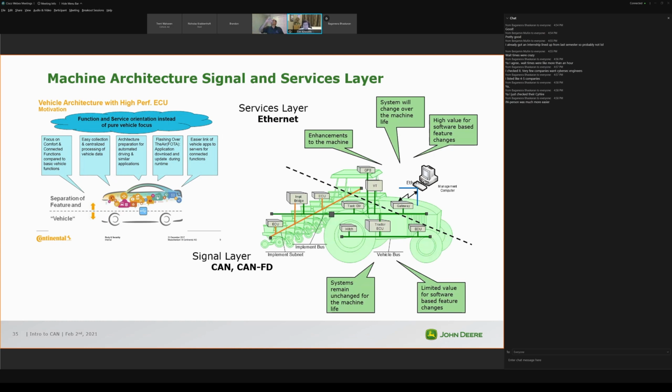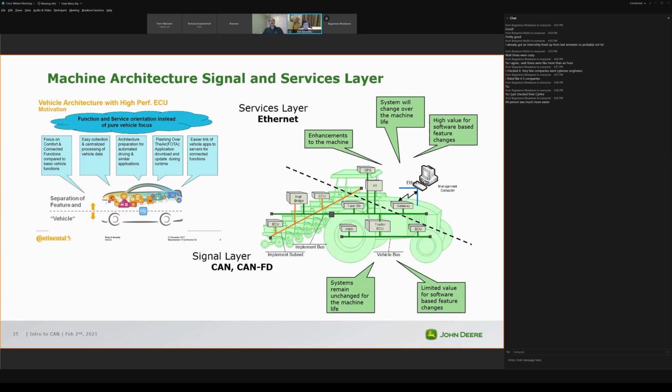Now the diagram that Subhash had there on the right, showing the virtual terminal and the gateway, those capabilities are more of the services layer. And when you think about real-time control of a hitch or an engine controller or an implement, that's more on the signal layer and the control level. Kind of some differences between these two. So both sides of that layer have a lot of value in software and growth in software.